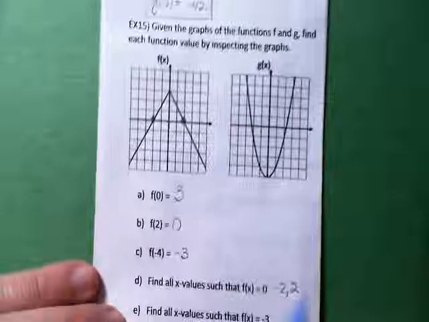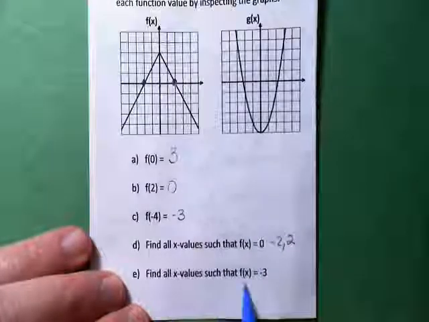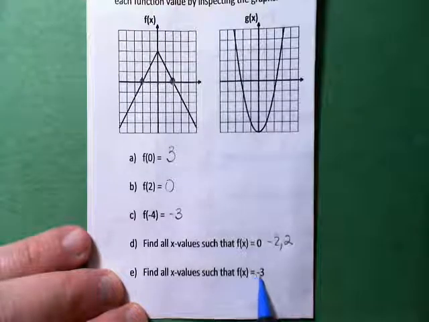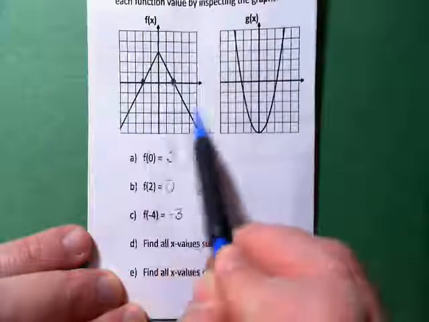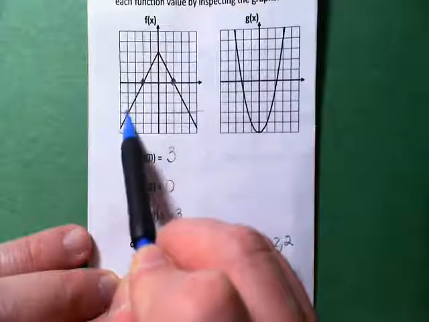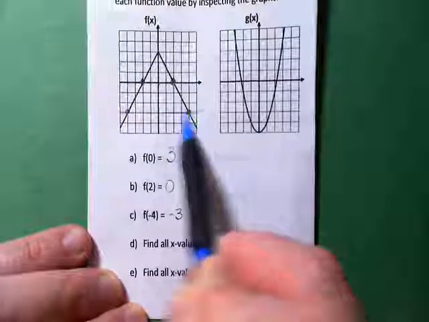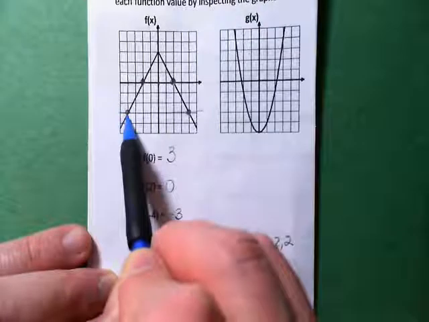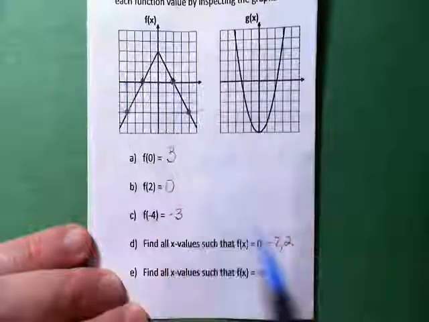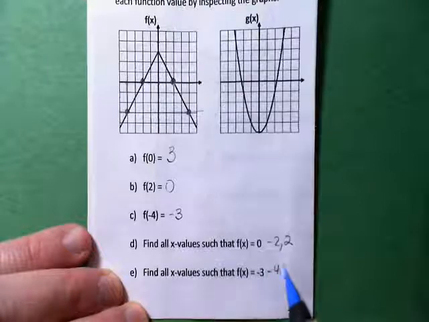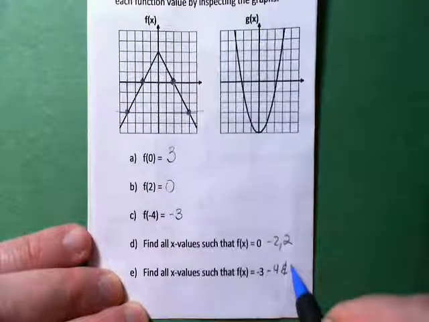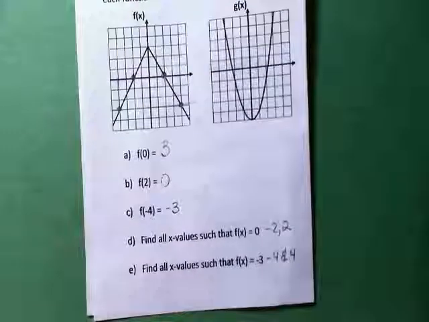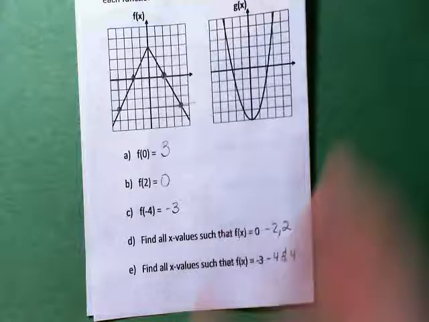Find all x values such that the function has a height of negative 3. Well, the height of negative 3 will be right here. And where do I touch the line? Well, I touch right here and right there. And what is the x value of these 2 points? Well, the x value of this one here is negative 4, and the other one would be at 4. Okay? Alright, very well. Let's continue on.